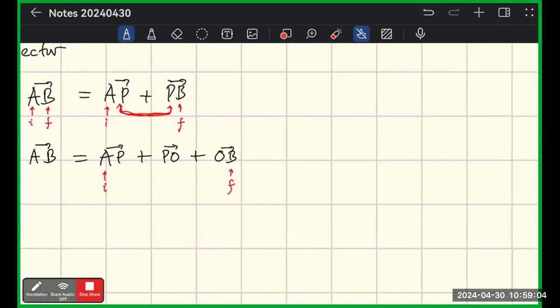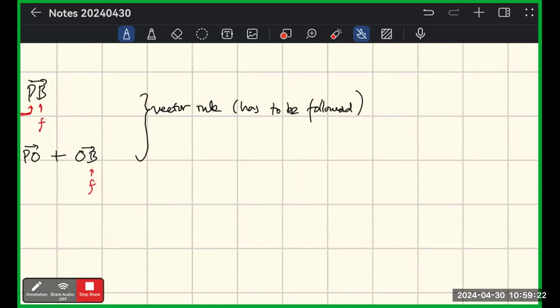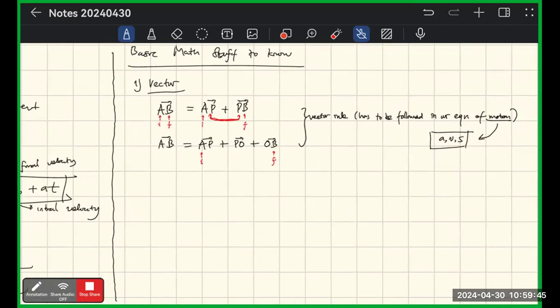The thing is that this vector rule has to be followed, or has to be consistent in your equation of motion. So equation of motion here including acceleration, speed, or velocity, and displacement. Okay, that's the factorial. We will see how we're going to work on this.